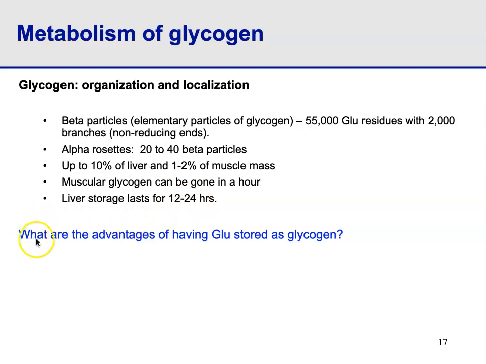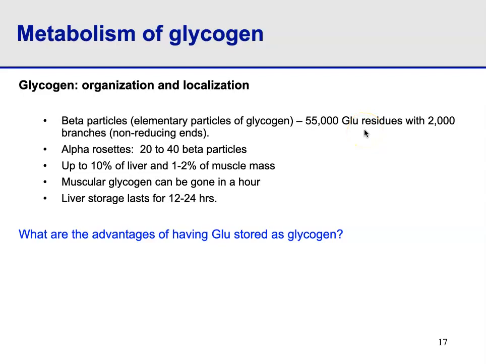So what are the advantages of having glucose stored as glycogen? When you think about it, why? It's about the same mass. If you have 55,000 glucose monomers, they will weigh pretty much the same as one beta particle made out of 55,000 glucose residues. So what is really the advantage?